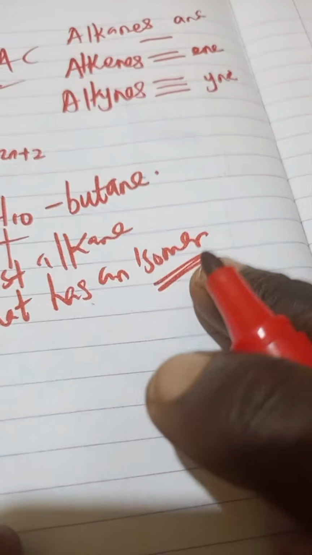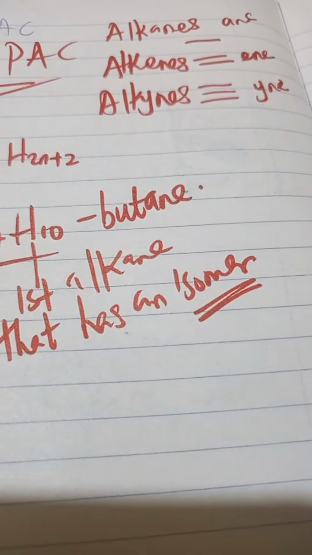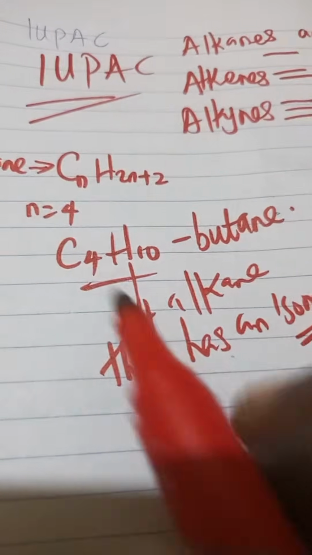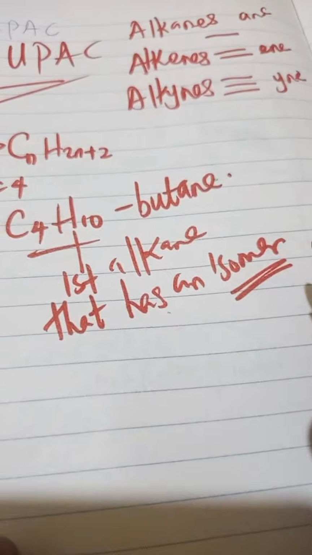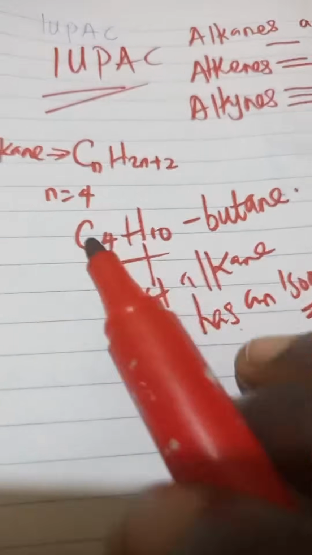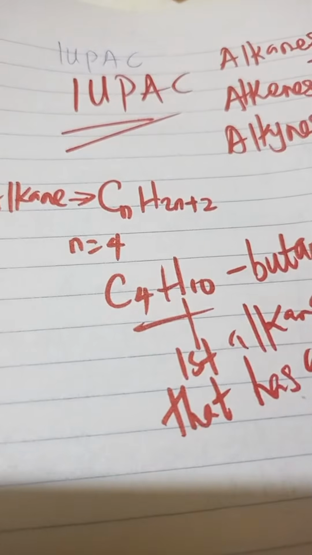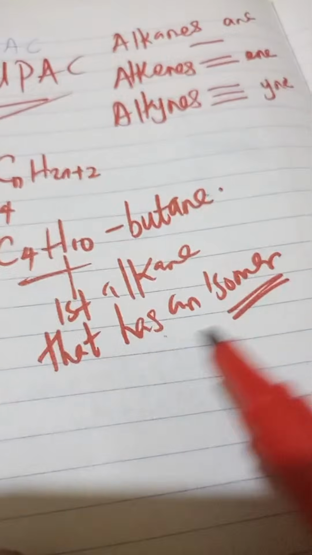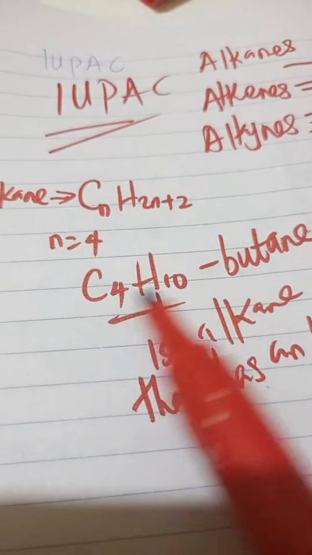So what are isomers? Isomers are just two compounds that have the same molecular formula, but they have different structures. They don't look alike, but they have the same molecular formula. Imagine two people that have the same name, but they don't look alike. That's isomer. So the first alkane that has an isomer is butane.